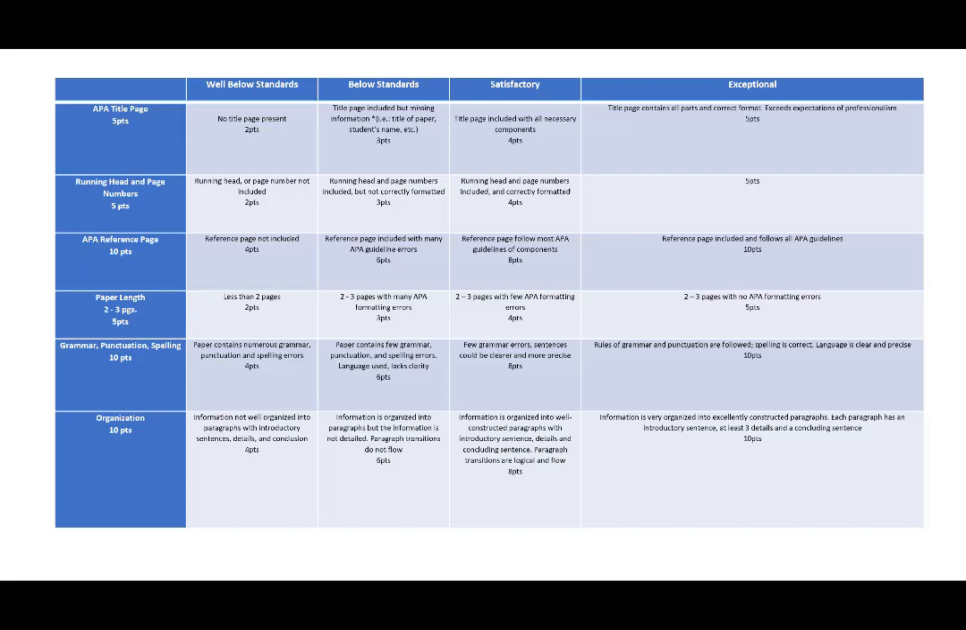If you do put the information into paragraphs, but the information is not detailed and the next paragraph has nothing to do with the previous one, yeah, you don't get all the points either. So let's jump up to how do you get those 10 points. It says information is very organized into excellently constructed paragraphs. Each paragraph has an introductory sentence, has at least 3 details, and a concluding sentence.